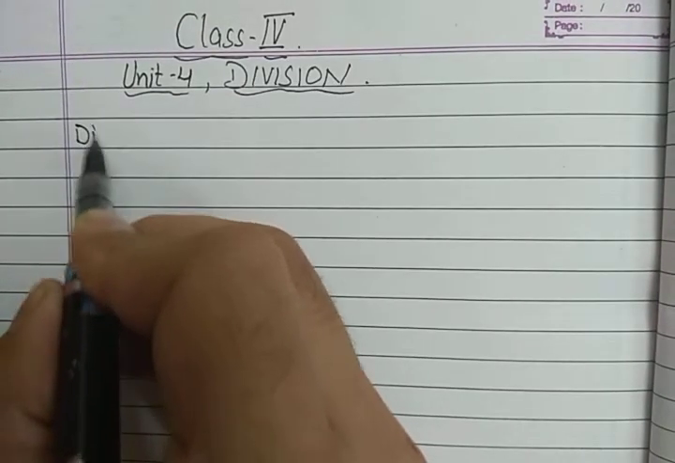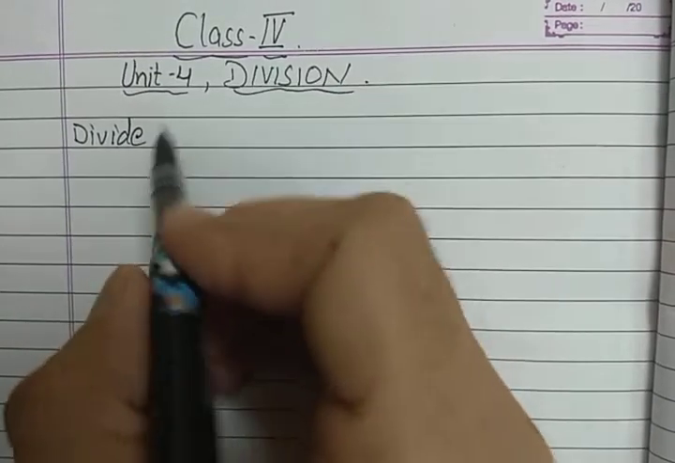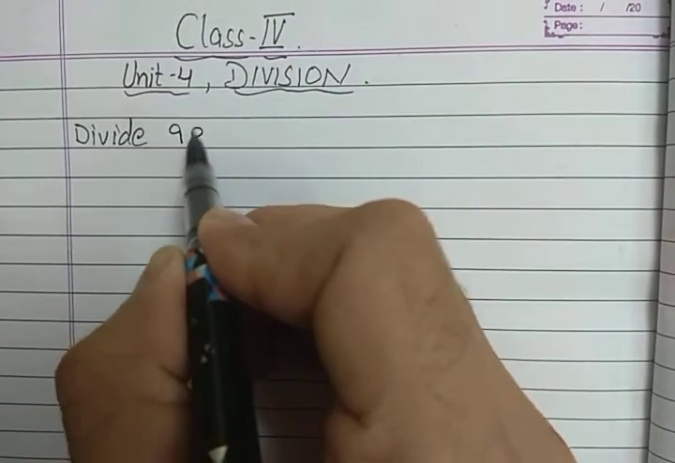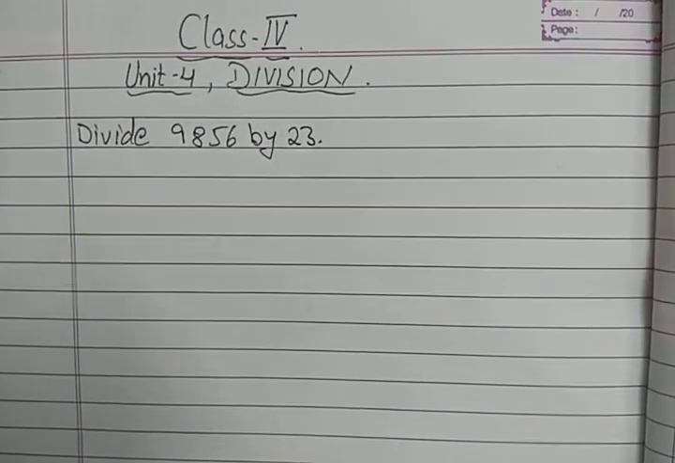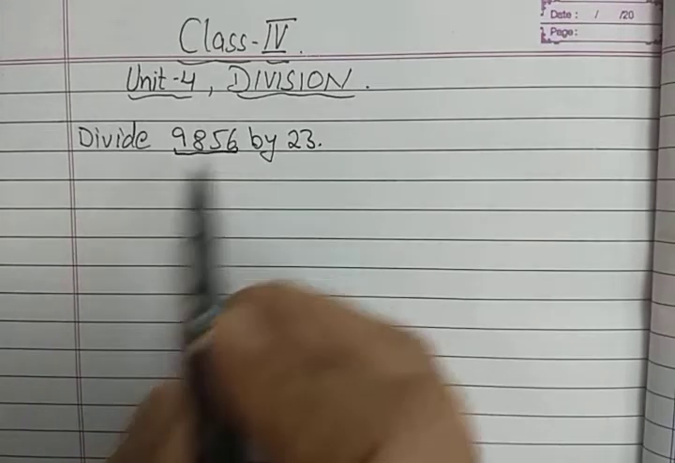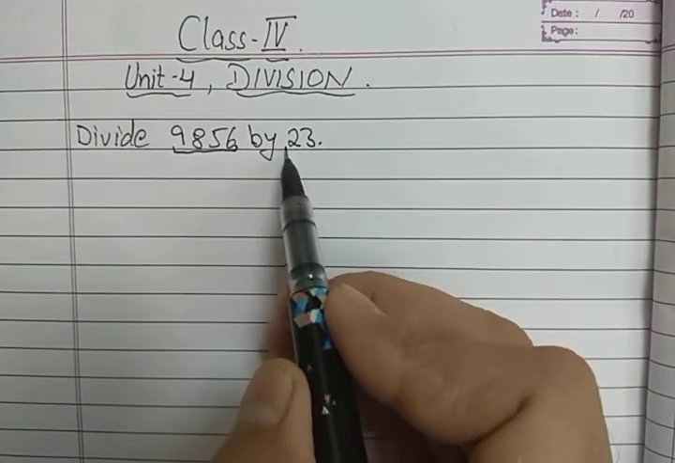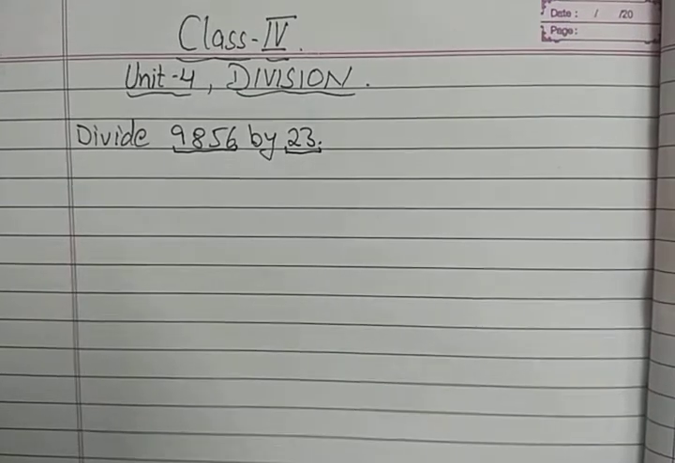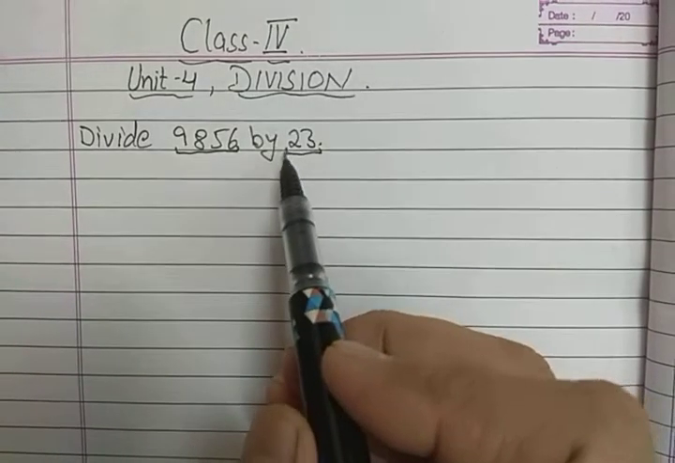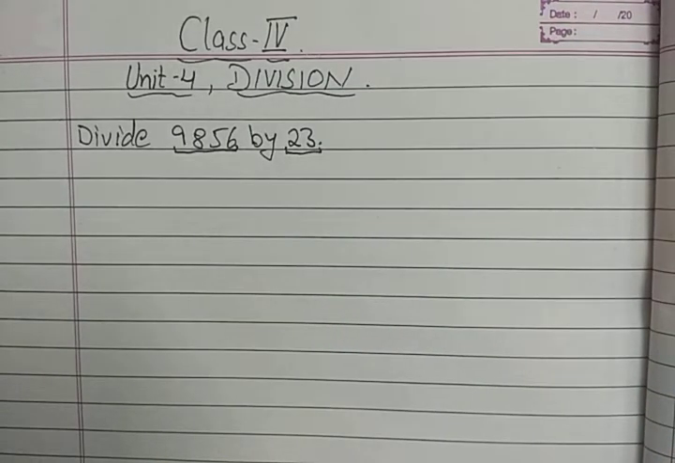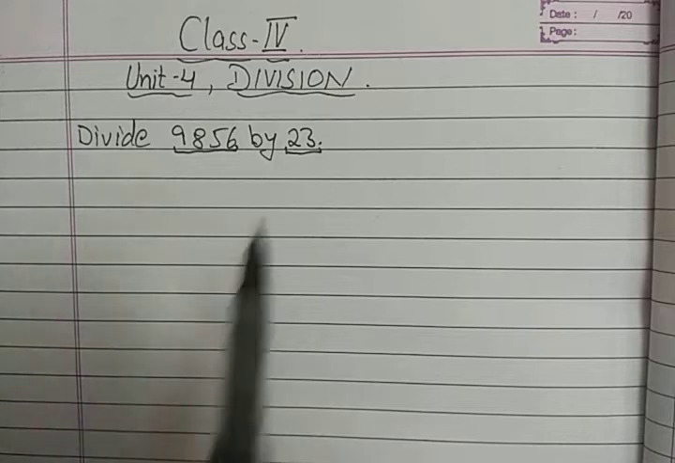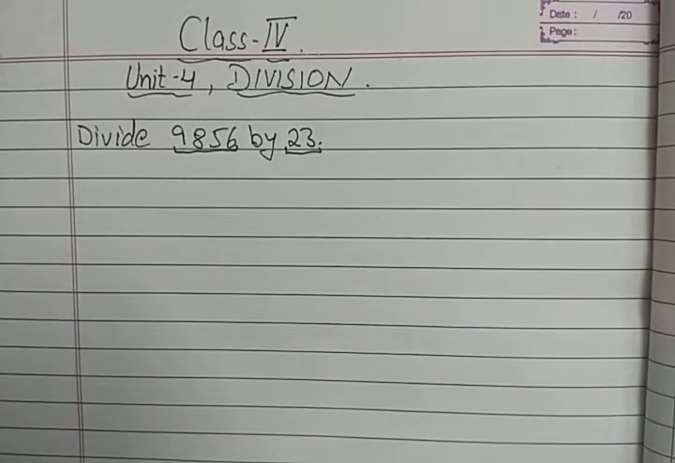Divide 9856 by 23. Here you can see you have to divide a 4-digit number by a 2-digit number. The problem is that you don't know the multiplication table of 23. So how can you divide? The question comes to your mind: if you don't know the table of 23, how is it possible to divide this number by 23?